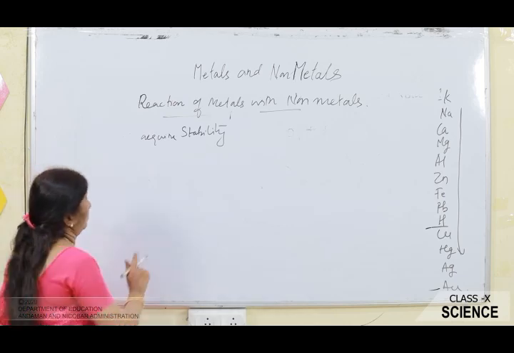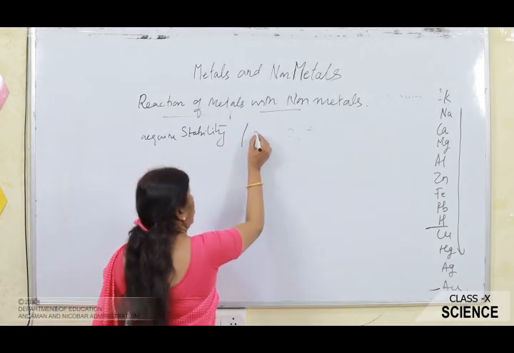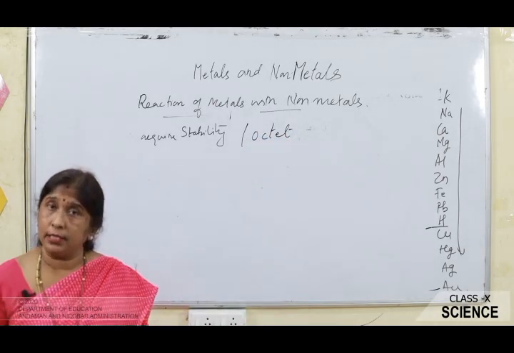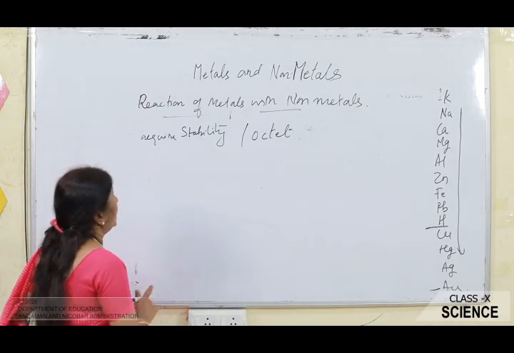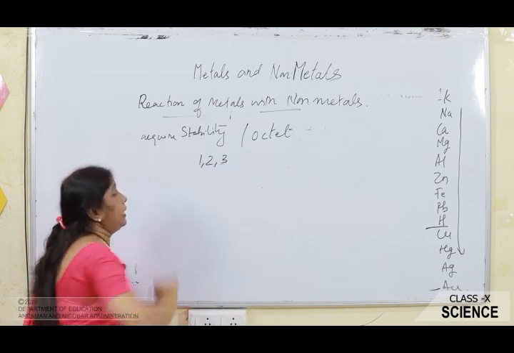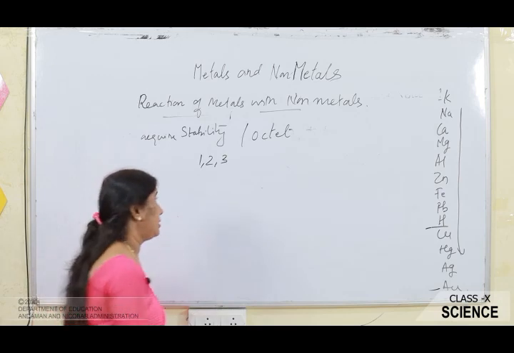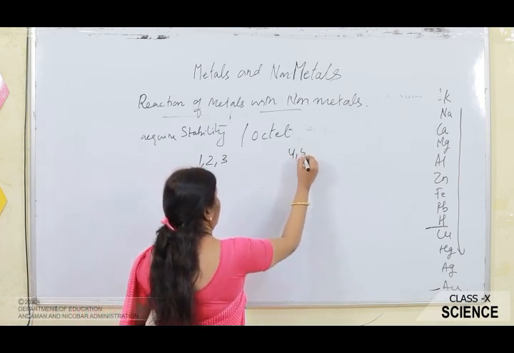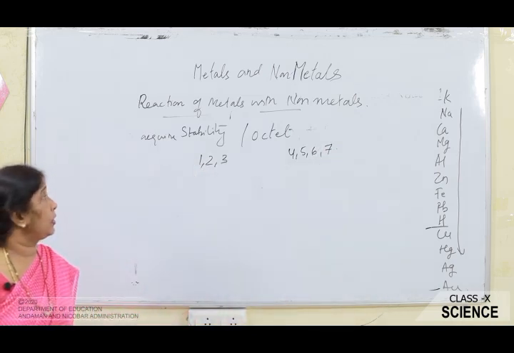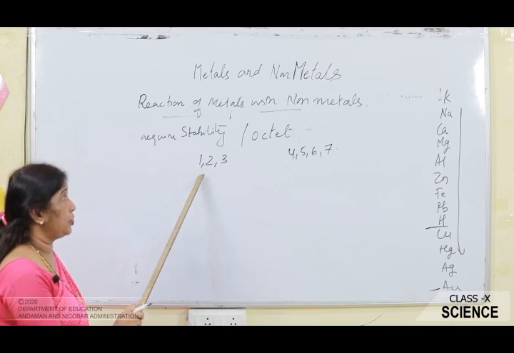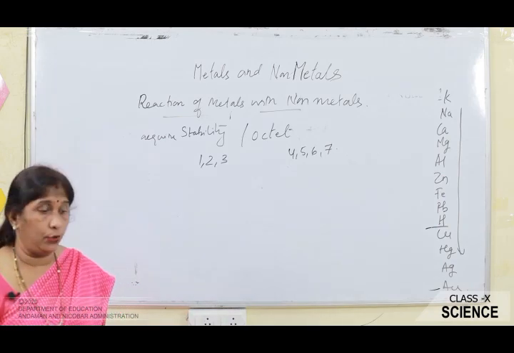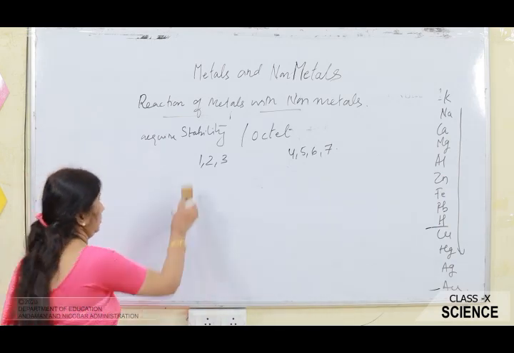Or to complete their octet, we can also write, the metals and non-metals combine together. We know that metals have 1, 2 or 3 electrons in their outermost shell, whereas non-metals have 4, 5, 6 or 7 electrons in their outermost shell. So to complete their octet, to complete their valence shell, the metal and non-metal combine together and form compounds.